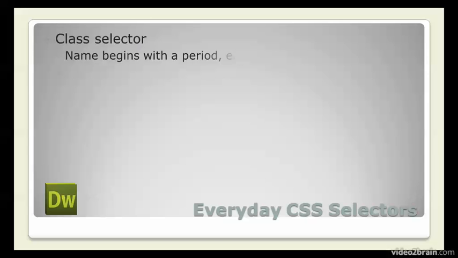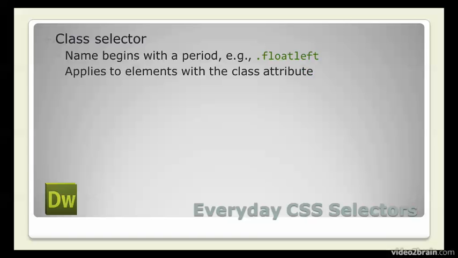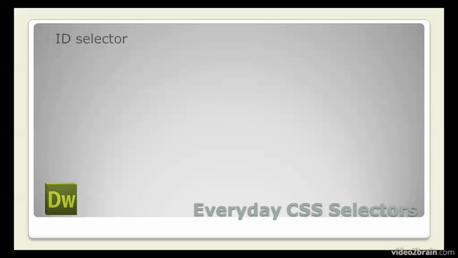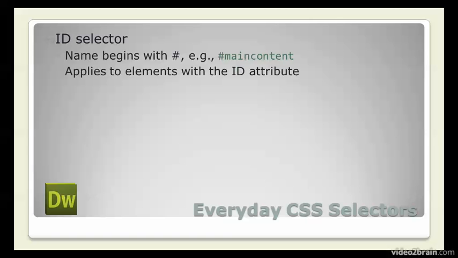A class selector has a name that begins with a period, like this, float left. It applies to elements that have the class attribute in the opening tag, and it can be used multiple times on the same page. An ID selector has a name that begins with a hashtag or a pound sign. It applies to elements with the same ID attribute and can be used only once on a page.